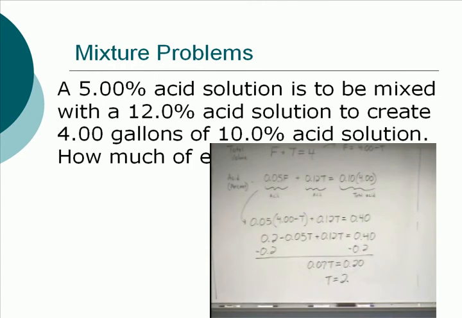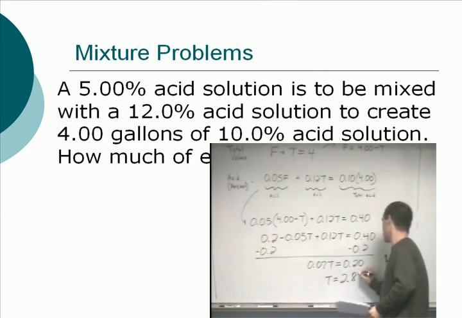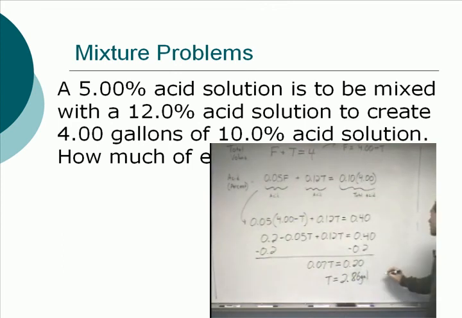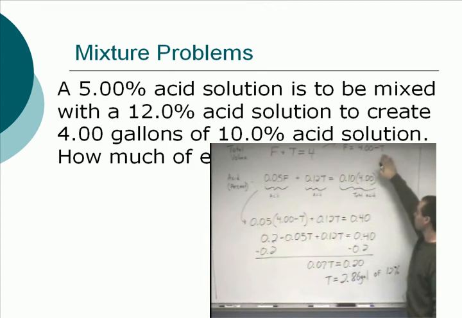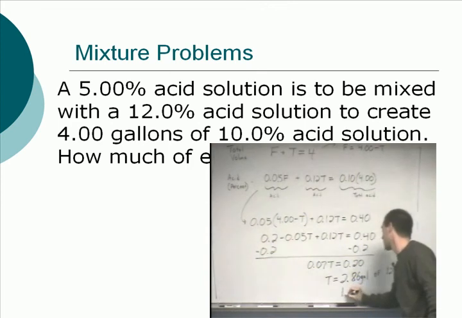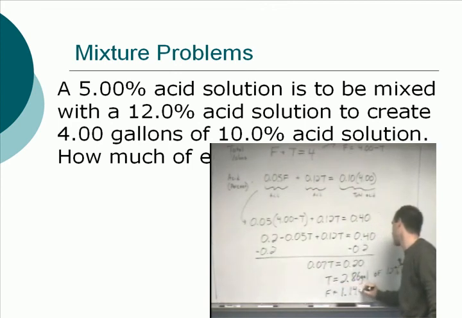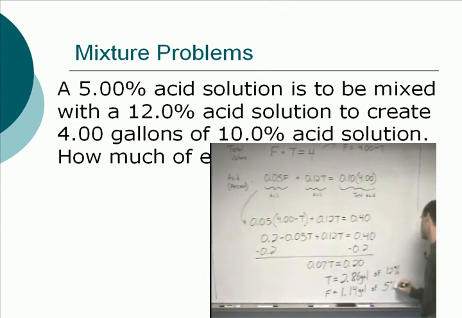We can now get T isolated. Paying a little respect to significant digits here, all the information that was given to us had 3, so a reasonable place to round off our solution is at 3. And so T turns out to be about 2.86 gallons, which means we're going to have 2.86 gallons of 12%. And that leaves us with 4 minus 2.86, 1.14 gallons of 5%. And we're done.